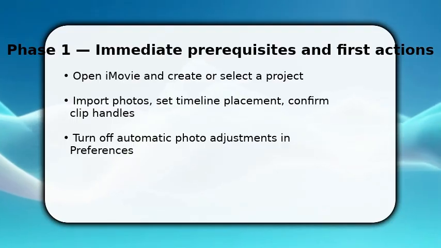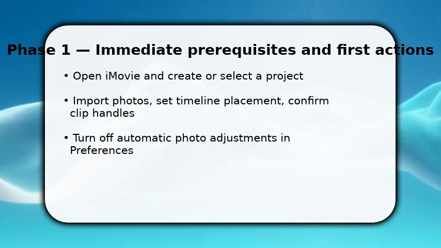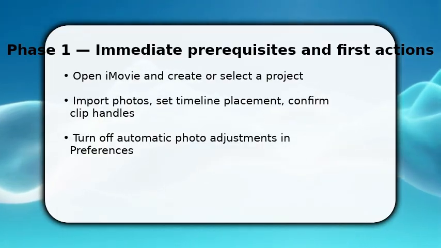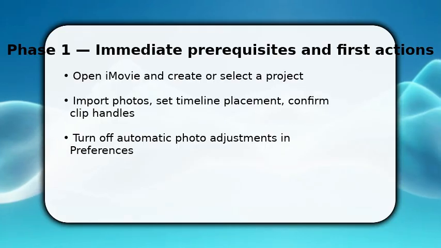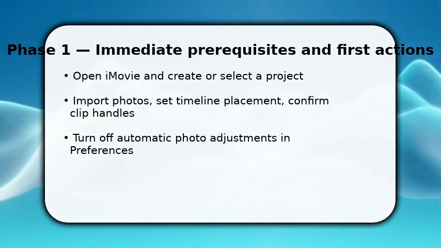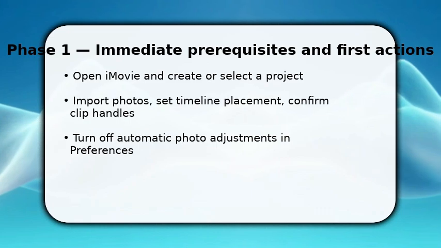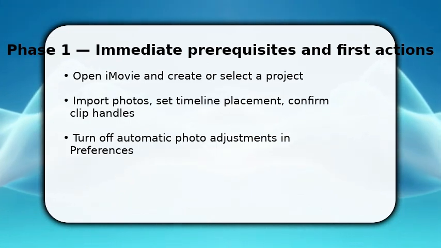Then, open iMovie Preferences and disable any automatic image adjustments. This prevents the app from auto-cropping or color-correcting images. Once done, position the first photo where you want and prepare to change the Ken Burns behavior.